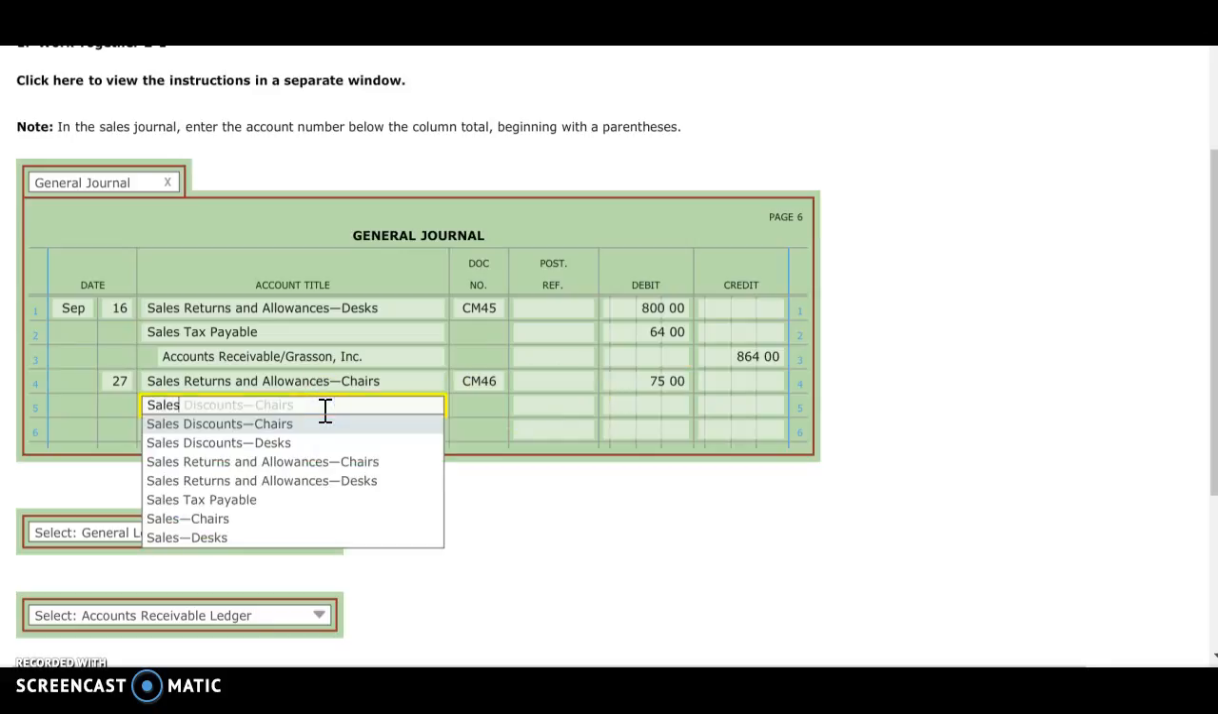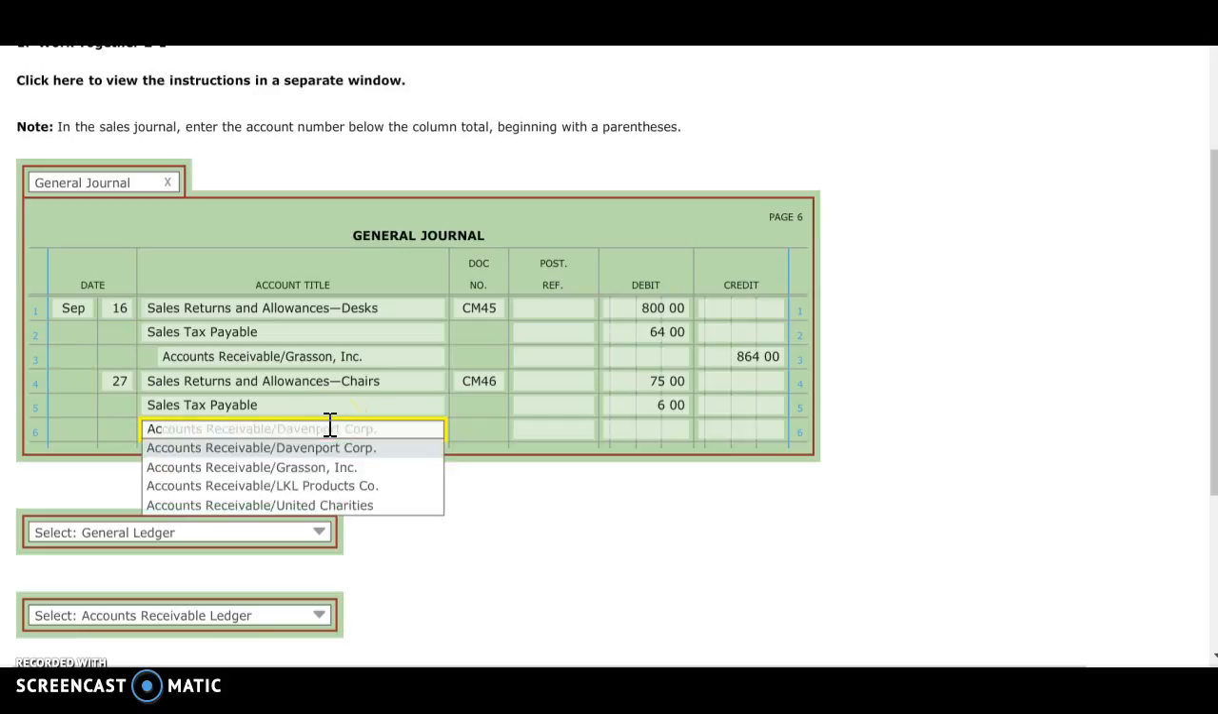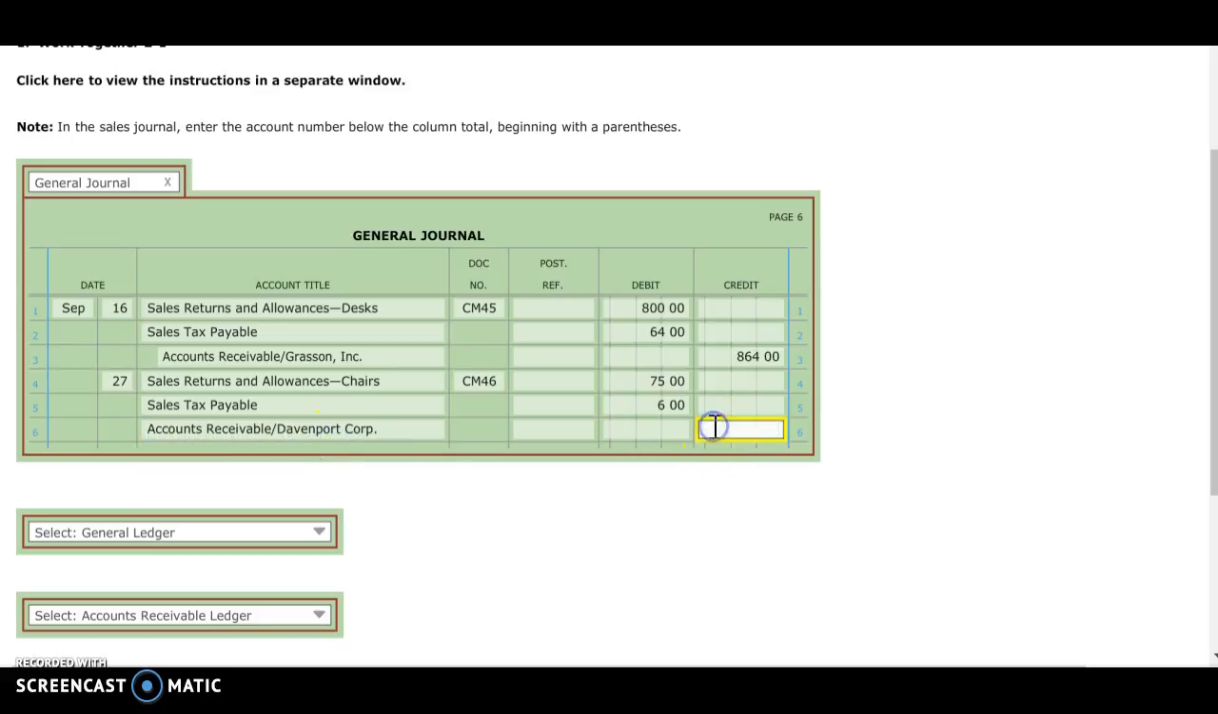And we're also going to get rid of that sales tax then, because we don't want to pay sales tax for something that we've given an allowance for. So we take 75 times 8%. That is $6. We're going to debit sales tax payable for that. And then the last thing that we need to do is we need to credit that accounts receivable, Davenport Corporation. So they don't owe us as much money anymore. All right. Goodness. So the last thing that we were doing was crediting that accounts receivable for the total amount. So that's going to be $81. And that was our last transaction.